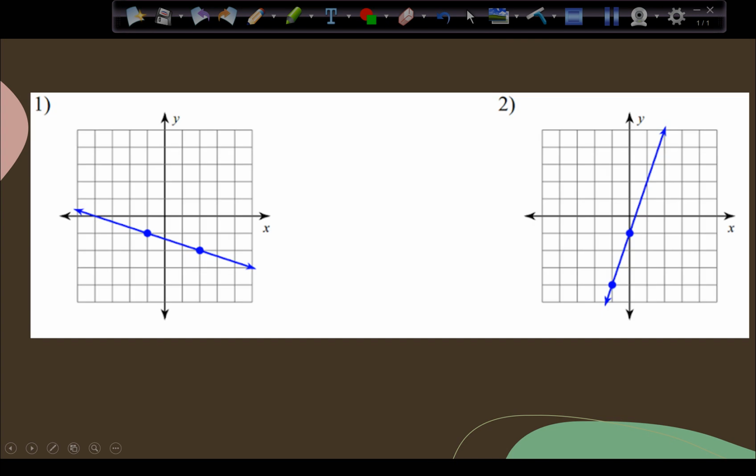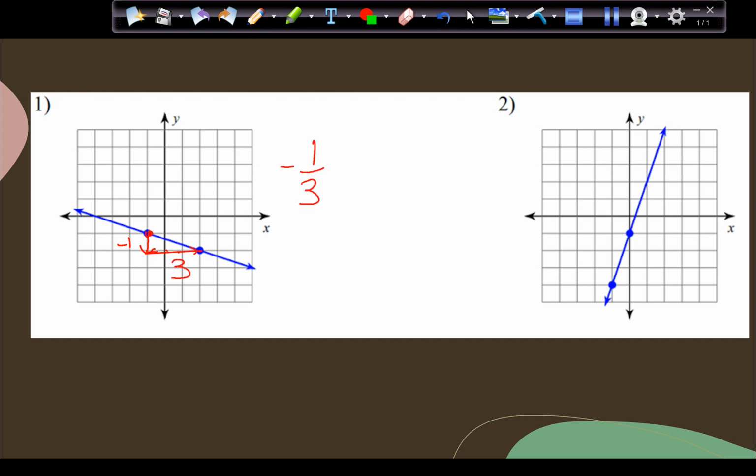So first, we're just going to review what it looks like on a graph. So I'm going to count my rise over run. So if I start at this first point, I'm going to go down. So that would be a negative, and over 1, 2, 3, over 3. So that would be negative 1/3.